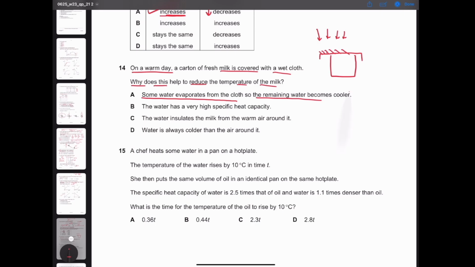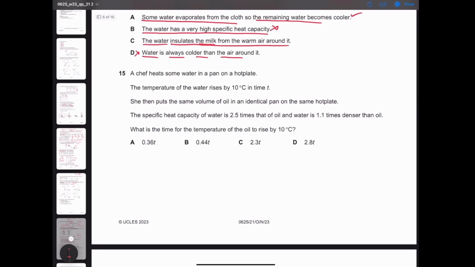This is true. The water has a higher specific heat capacity. No relation. The water insulates the milk from the warm air around it. No. Water is always colder than the air around it. This does not make sense. No. So answer should be A.